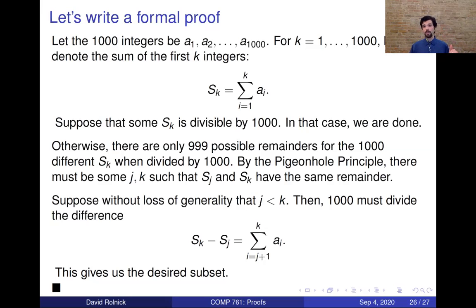Not expecting you to have been able to come up with a proof like this. This is to just sort of explain how you would go about solving a harder problem and then writing up the proof of it.